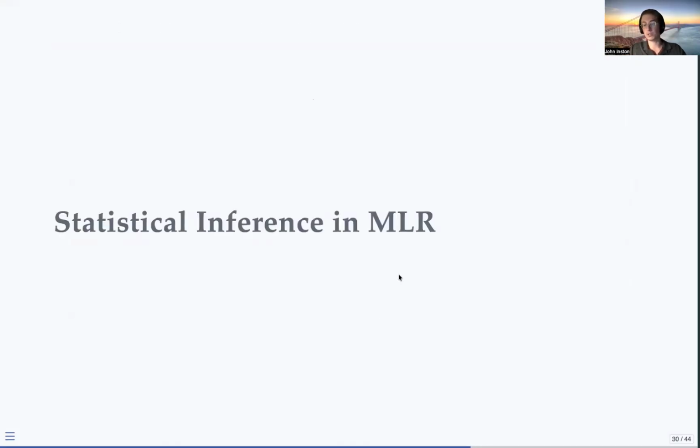I'm going to finish today, and I think I may have just enough time to quickly cover the last few slides at the end where I talk about model selection, which we'll talk about more when we look at the Python code. Statistical inference in multiple linear regression.